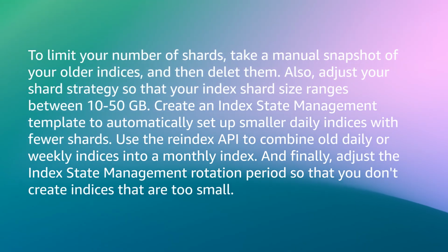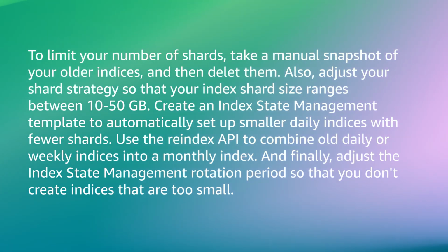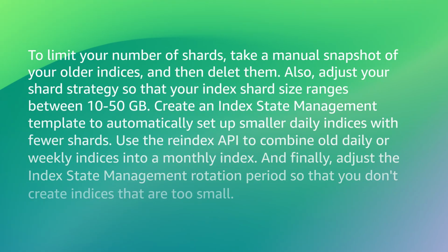To limit your number of shards, take a manual snapshot of your older indices and then delete them. Also, adjust your shard strategy so that your index shard size ranges between 10 to 50 gigabytes. Create an index state management template to automatically set up smaller daily indices with fewer shards. Use the Reindex API to combine all daily or weekly indices into a monthly index. And finally, adjust the index state management rotation period so that you don't create indices that are too small.